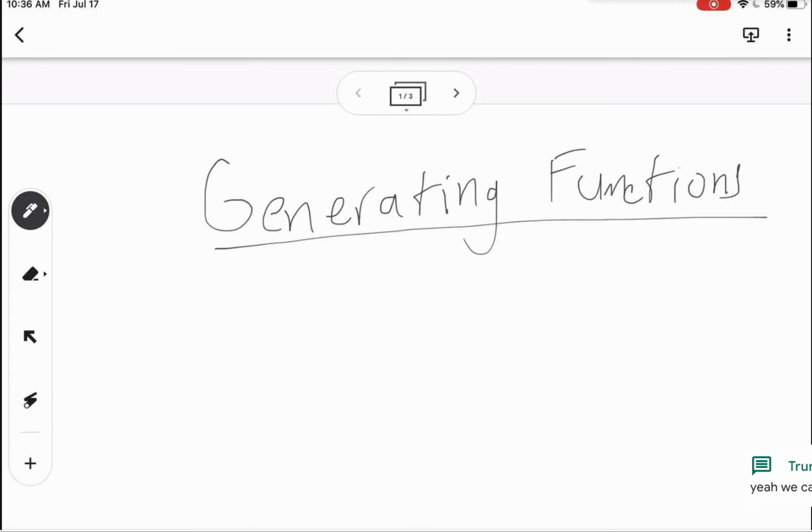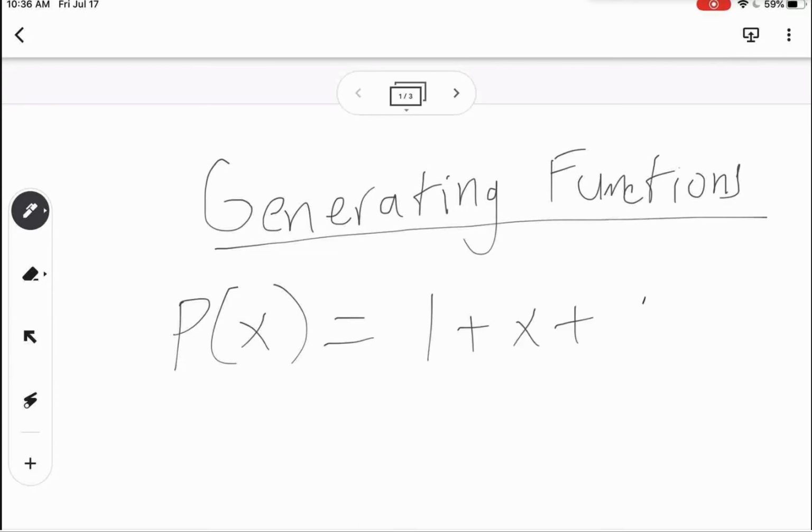So a generating function is basically a polynomial, let's call it p of x, that stores information about some type of sequence. For example, it could be something like 1 plus x squared. And what this means is that we have some number y, and the number of ways it can be 0 is one way, and the number of ways it can be 1 is also 1, and the number of ways it can be 2 is 1.